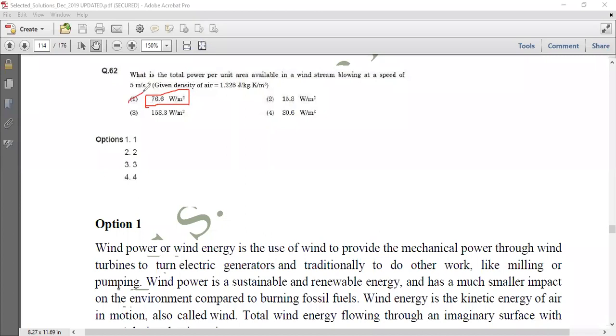Is it clear to everyone? Question number 62. All the participants are clear? Anyone having any doubt about this? Clear. Okay, now let's move to the next question.